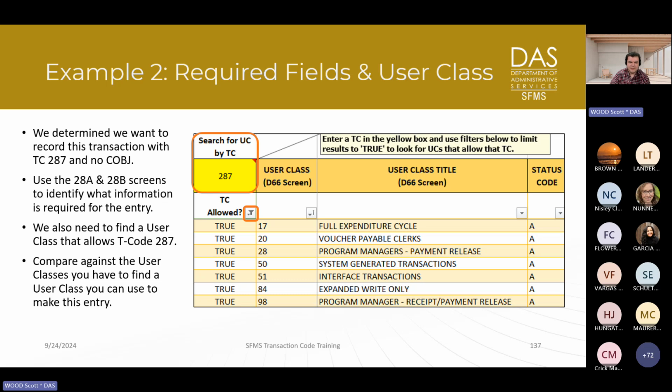All right, so we determined we need to use TC287. Evan, what UC do we use? Well, let's plug that into the spreadsheet and compare what user classes you all have. I know a lot of you have TC17, so for the ones that don't, make sure to compare what other user classes you have, or contact the coworkers that have TC17 or TC20 or UC17 or UC20.